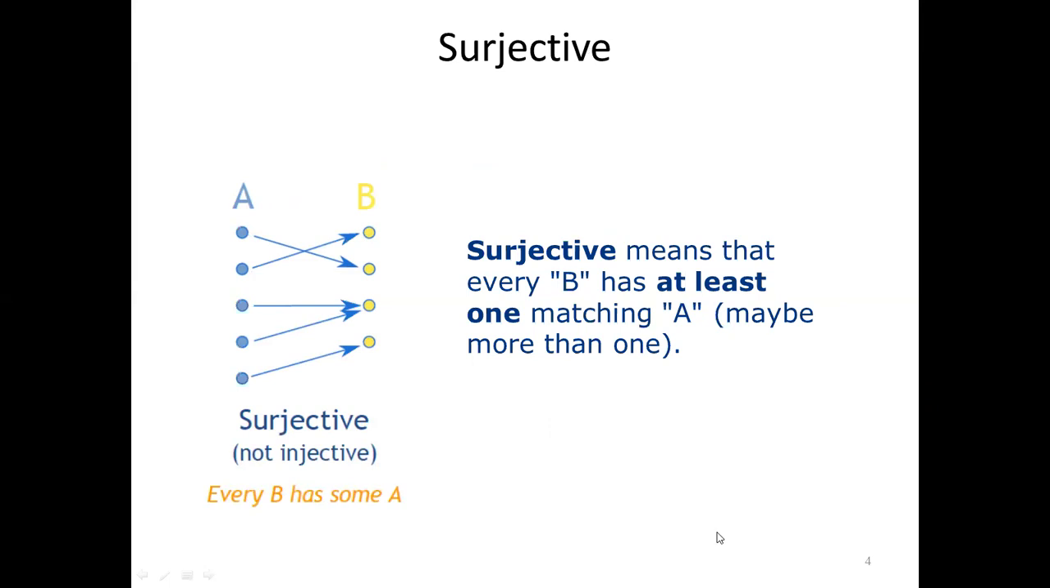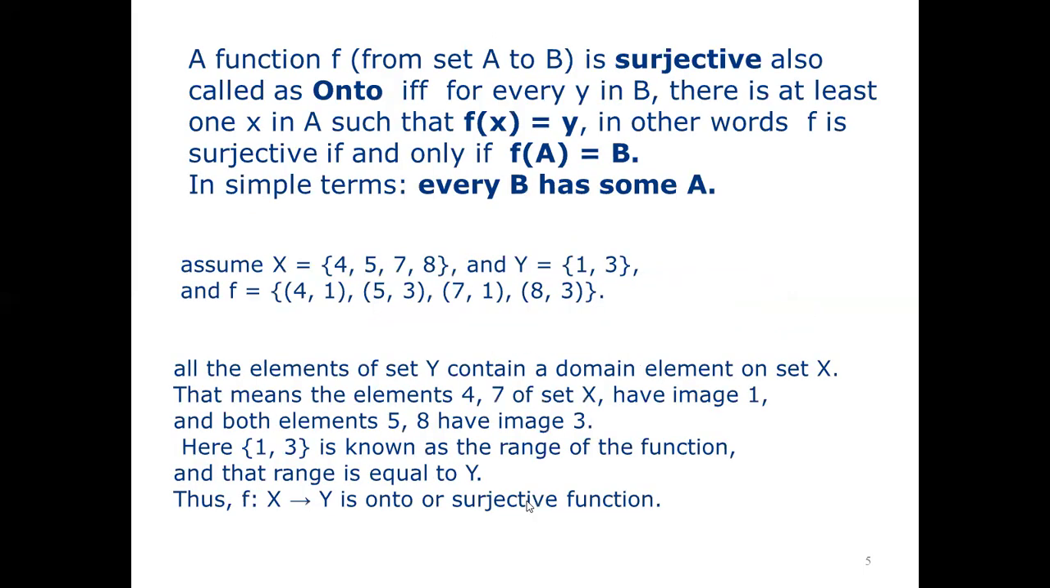In the surjective function, every B has at least one matching A. You can check every B has at least one matching A. You can remember it as every B has some A. So it is a surjective function, not injective. The definition is: a function f from set A to set B is surjective, also called an onto function, if and only if for every y in B, there is at least one x in A such that f of x is y. In other words, f is a surjective function if and only if f of A is B. So every B has some A.